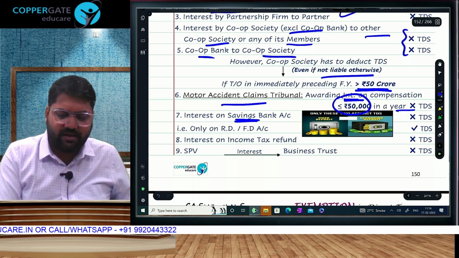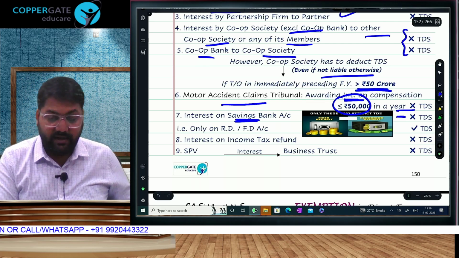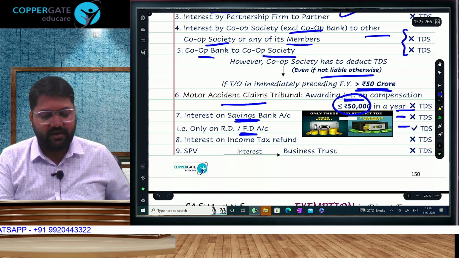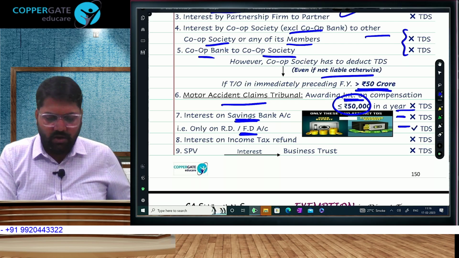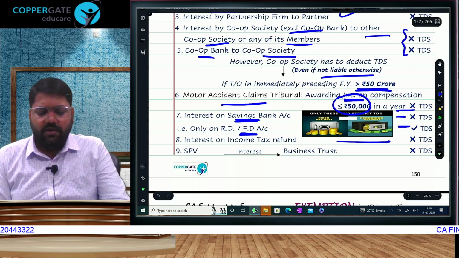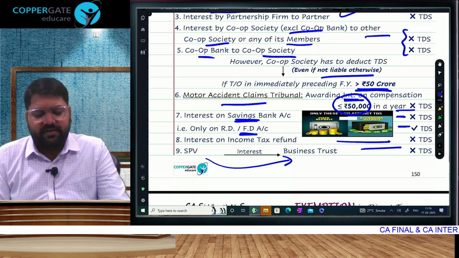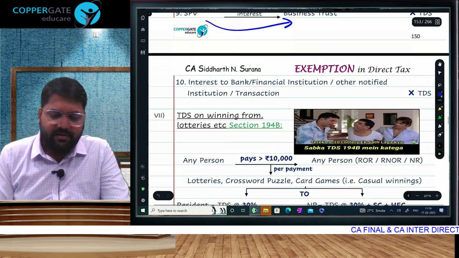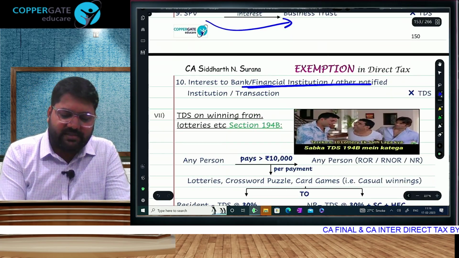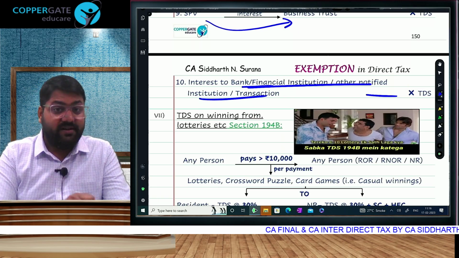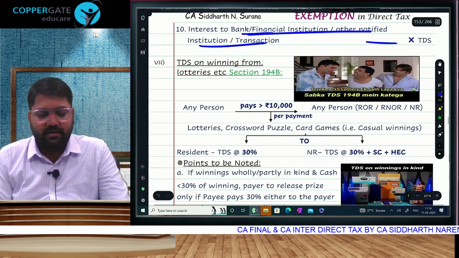Any interest on saving account, no TDS. It is taxable interest, but no TDS. TDS will come only on RD account and FD account. Saving account, no TDS. Interest on income tax refund, no TDS. And SPV paying interest to business trust, no TDS, because SPV's interest and dividend is exempt. Interest paid to a bank, financial institution or any other notified institution, no TDS. The bank will deduct your TDS, but you will not deduct the bank's TDS.